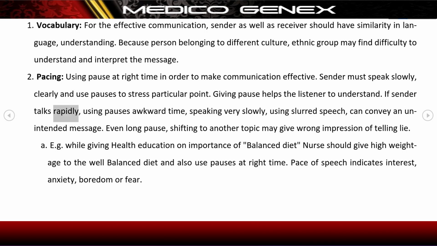If the sender talks rapidly, uses pauses at awkward times, speaks very slowly, or uses slurred speech, it can convey an unintended message. Even a long pause, shifting to another topic, may give the wrong impression of telling a lie. E.g., while giving health education on the importance of a balanced diet, the nurse should give high weightage to the well-balanced diet and also use pauses at the right time. Pace of speech indicates interest, anxiety, boredom, or fear.